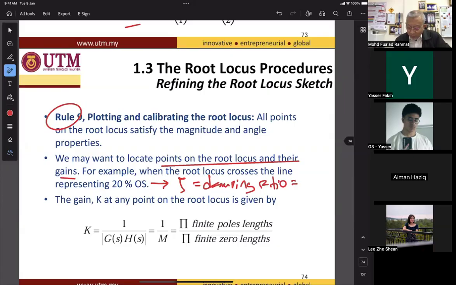Overshoot 20%, what is the zeta value? Refer to the WhatsApp, the referred graph, the second graph. Right. Second graph.